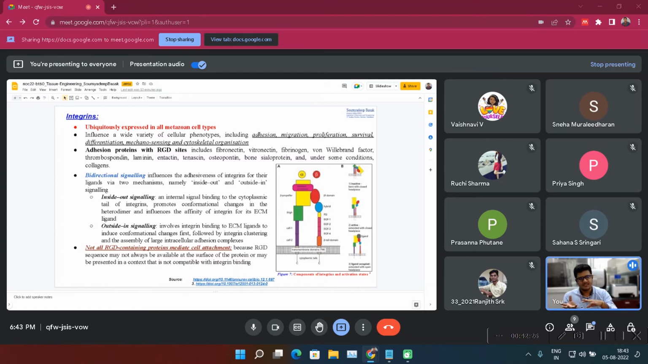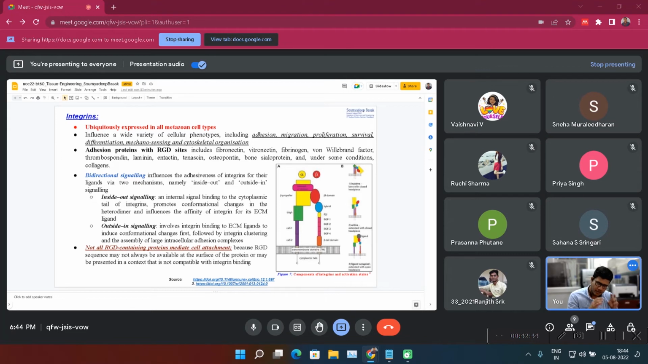And the reverse is true for the outside-in signal. The outside signal activates the integrin, a structural change occurs, it interacts, and then the downstream signaling elements are activated with the help of the cytoplasmic part. Okay, so these two mechanisms are required for integrin functionality.